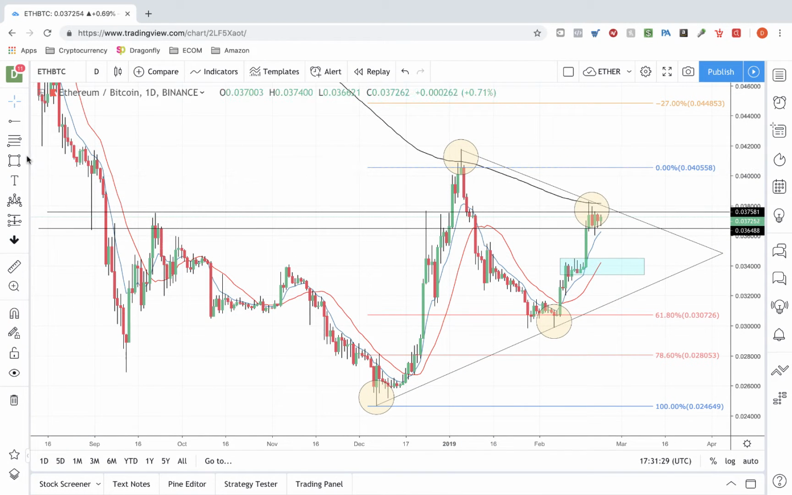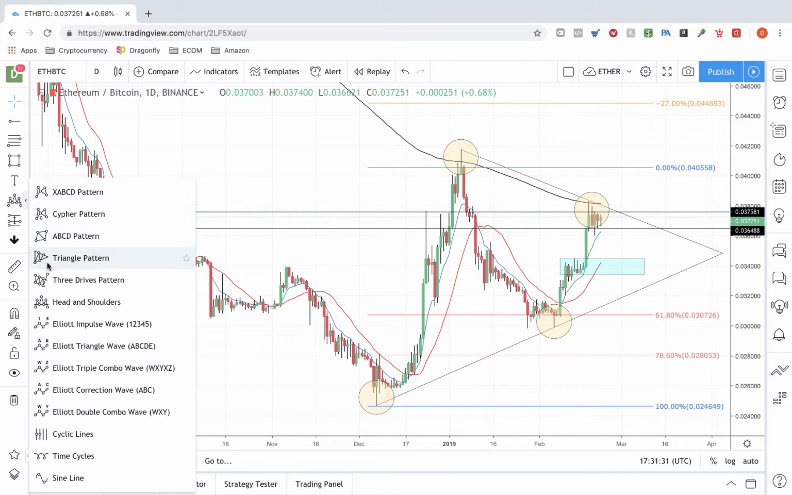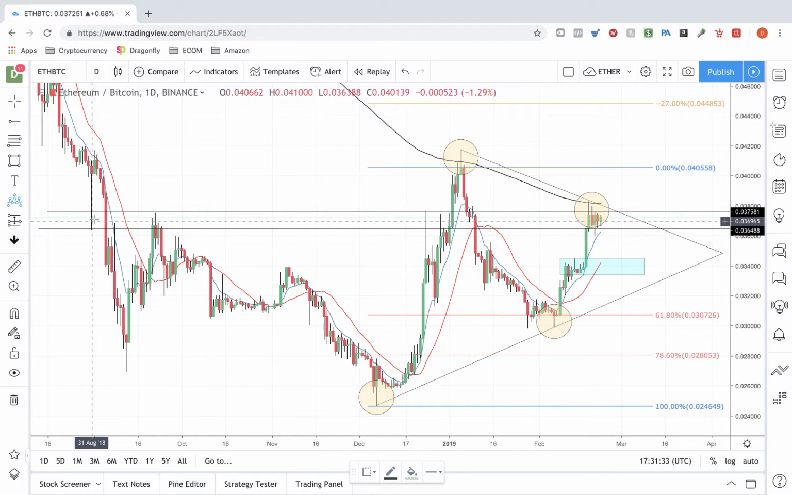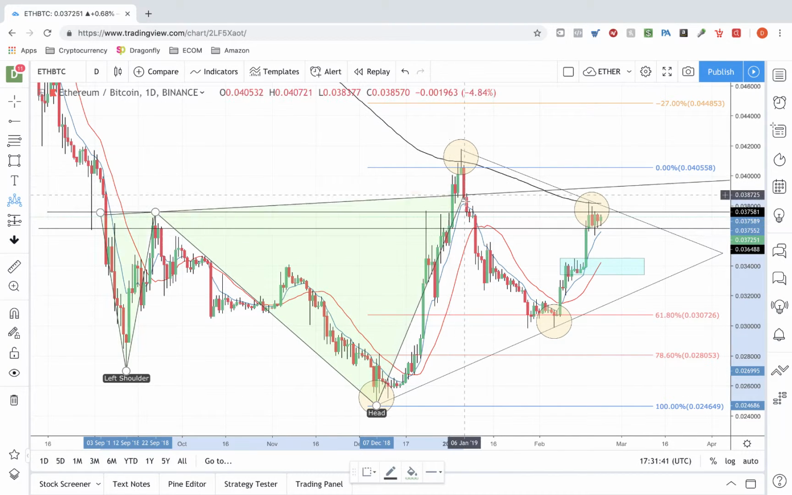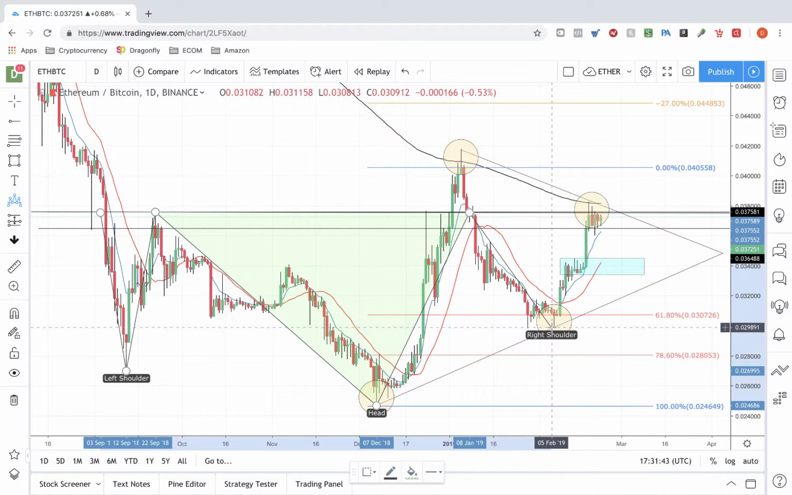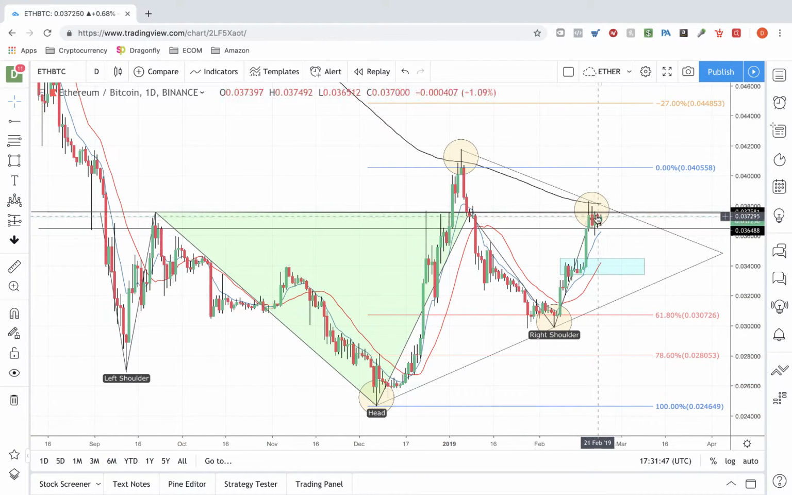It's an ugly head and shoulder in play here. Head and shoulders aren't the best pattern in my book, even though I've watched them play out a lot, just to kind of give me a confluence. But we have a nice head and shoulder pattern here. I don't know why it's not working out.